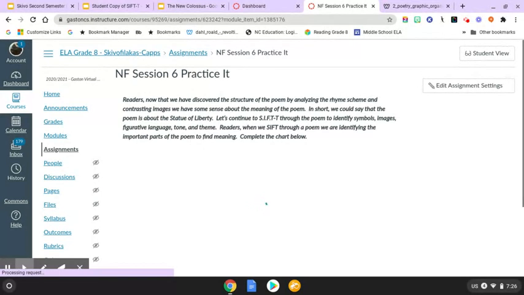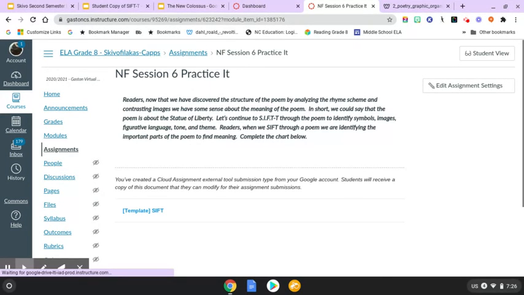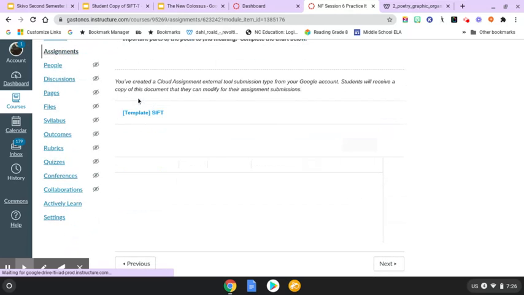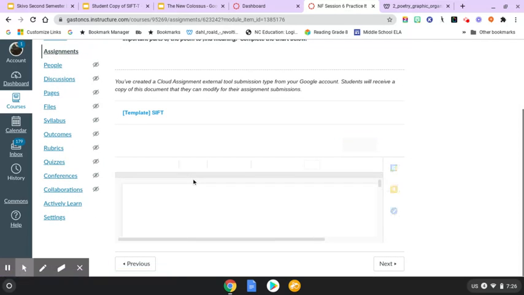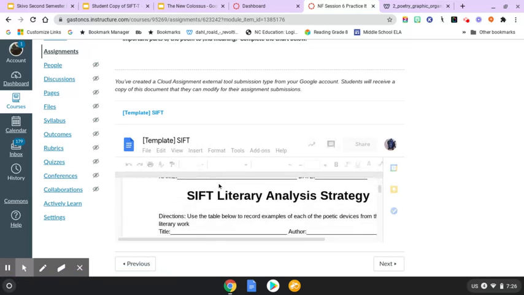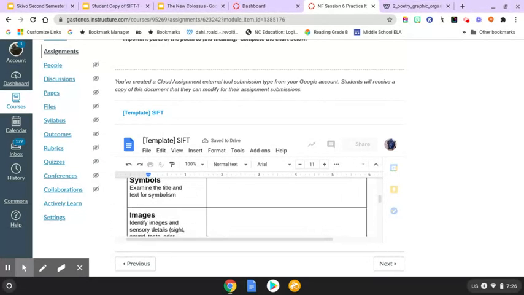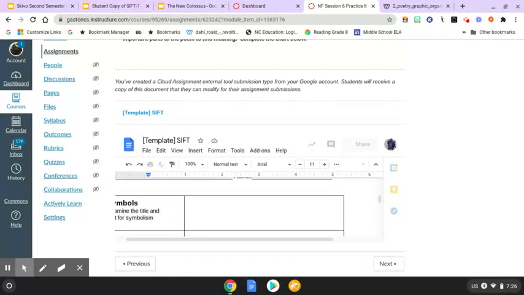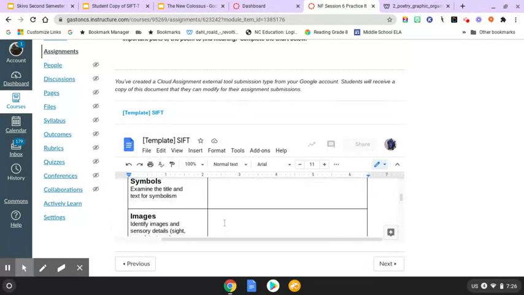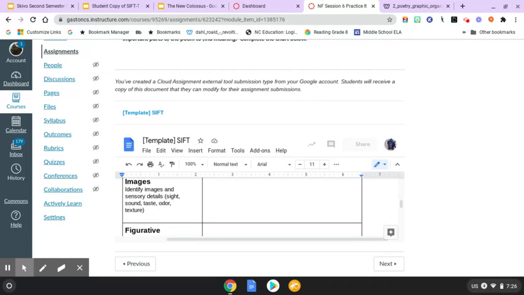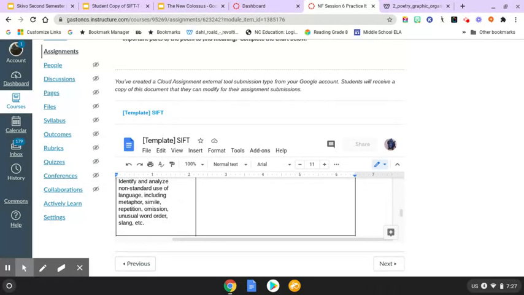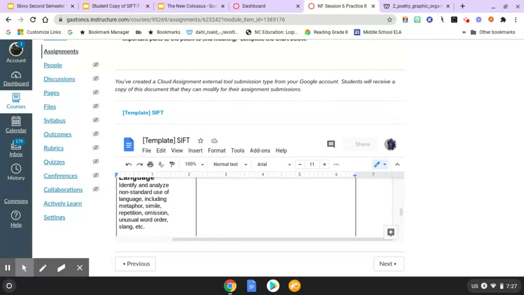practice it. And in practice it, you're actually going to sift the poem. So you're going to create a template of the sift, and you are going to finish the template for me. So symbols, examining the title and the text for symbolism. So you're looking for symbolism in the poem. Tell me what that symbolism represents. Images, give me any imagery that they have and what it makes you think about. Figurative language. What figurative language are unusual words or order of words, things that you find that make the poem work. And go through all of these.